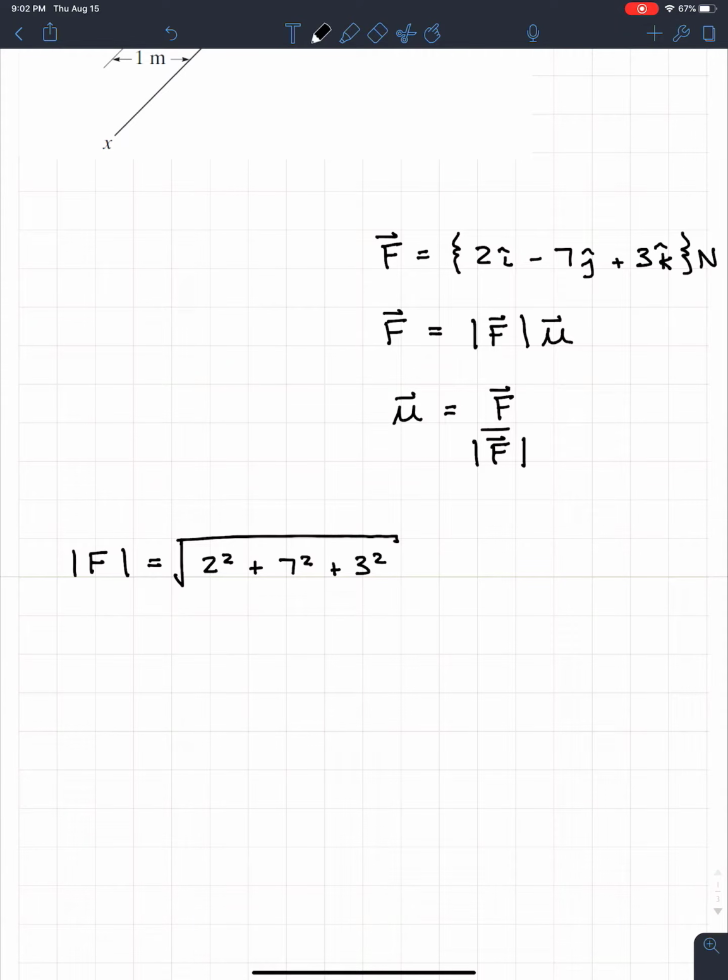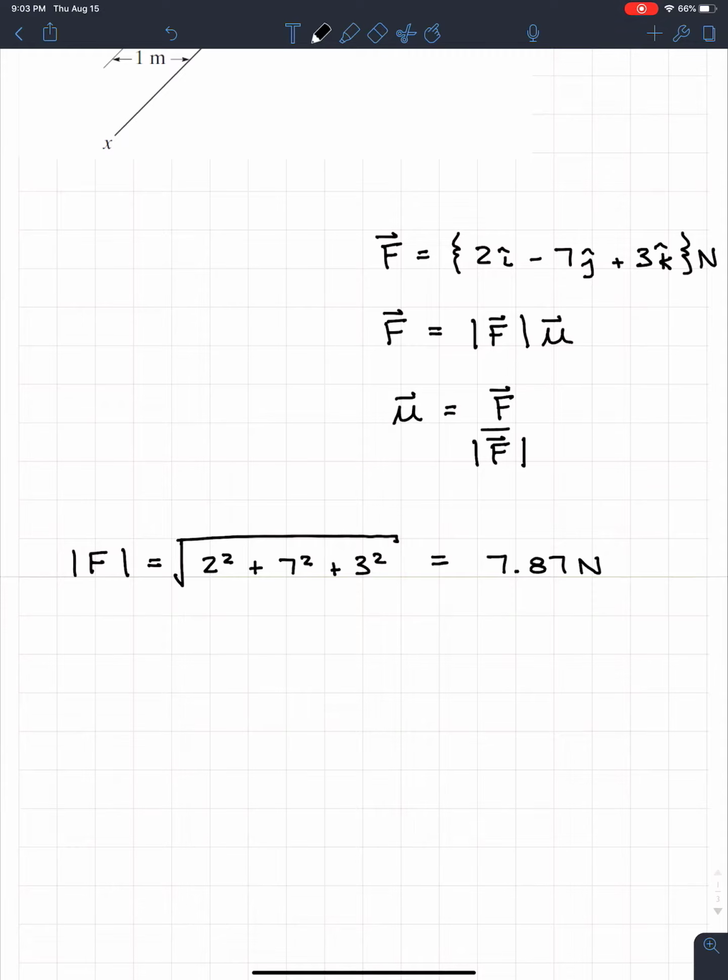And what happens when we type this into our calculator, hold on, just let me grab my calculator here. So we go square root of 2 squared plus 7 squared. Oops, I'm typing it in wrong. 2 squared plus 7 squared plus 3 squared. What happens is we get 7.87, and remember, the magnitude of a force vector has units, so this will be newtons. So this is the magnitude of that force vector.